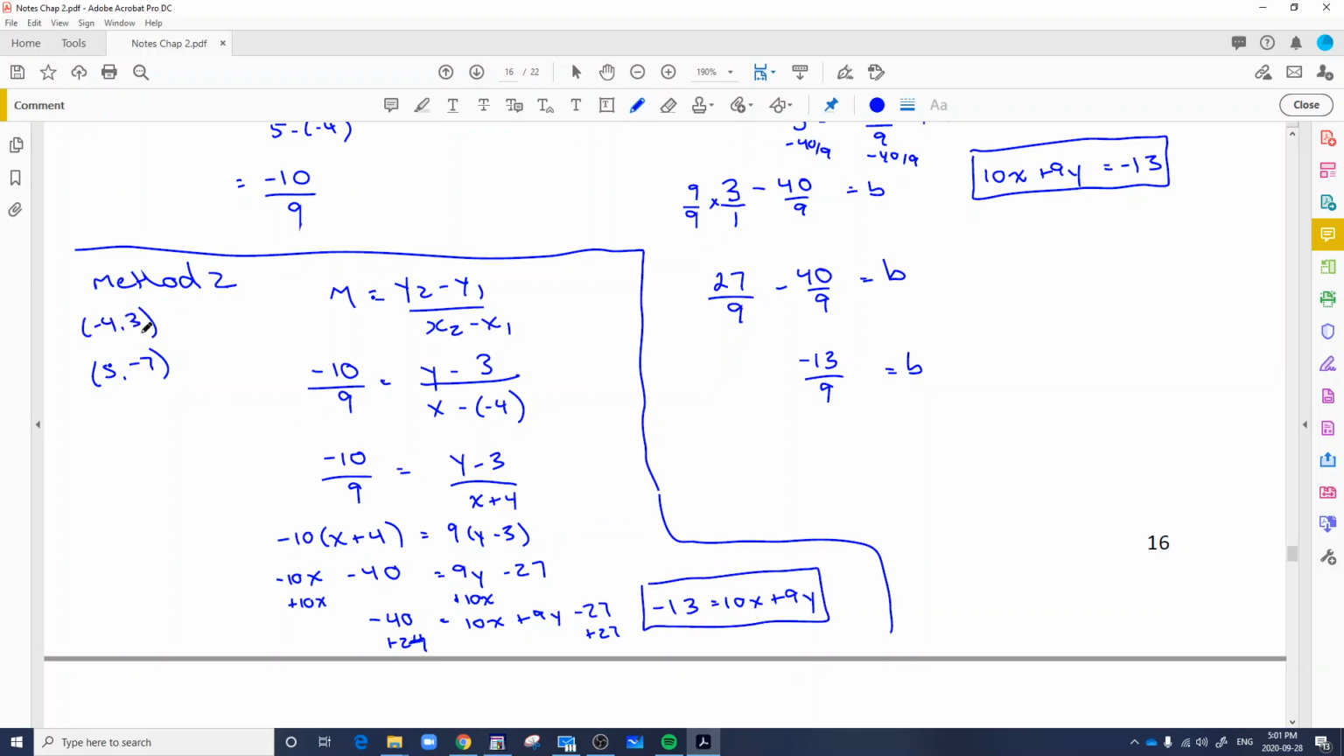You can take whatever point you didn't use to solve for the equation and plug it in to make sure it makes the equation true. But go and try these. So you're looking for the questions in your homework that say, find the equation of a line given 2 points. Good luck.